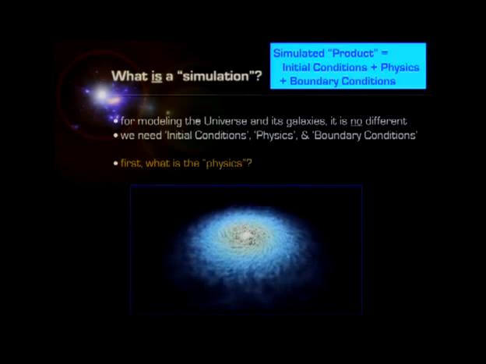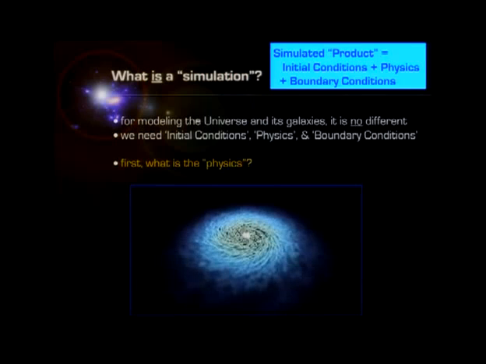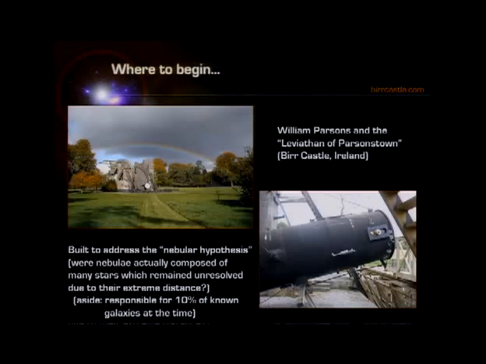And so the first thing I'm going to start with is what is the actual physics that's involved, and where to actually begin? Well, I've chosen this particular point. This telescope is called the Leviathan of Parsonstown. It was built by William Parsons in the early to mid-19th century, so 1840s or so. For 70 years, at least up until the 2.5-meter Hooker telescope in 1915 or so came online, this was the largest telescope in the world. It's in Birr Castle in Ireland.